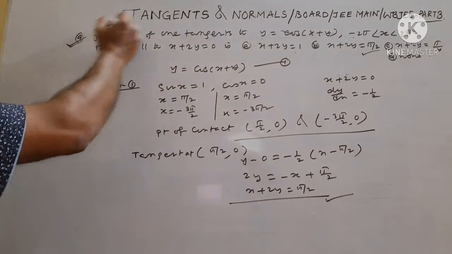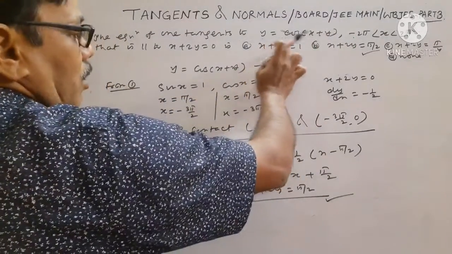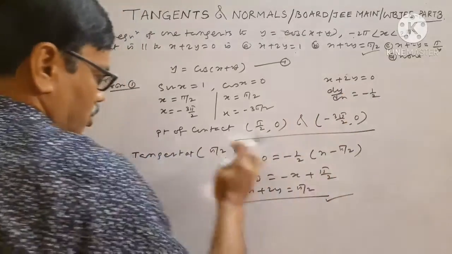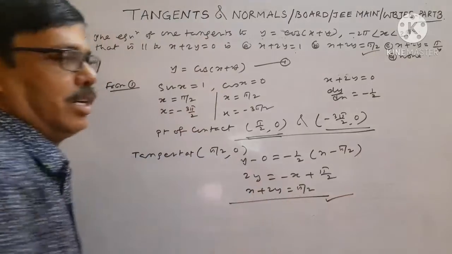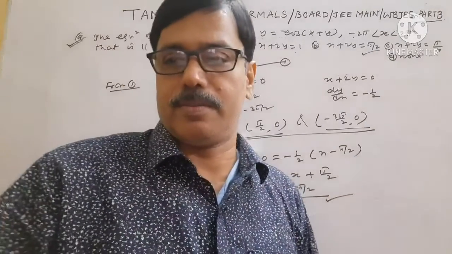Now this is also simple. The tangent is parallel to this, so the slopes are the same. So solving, you get the point of contact. Then you find the equation of the tangent.